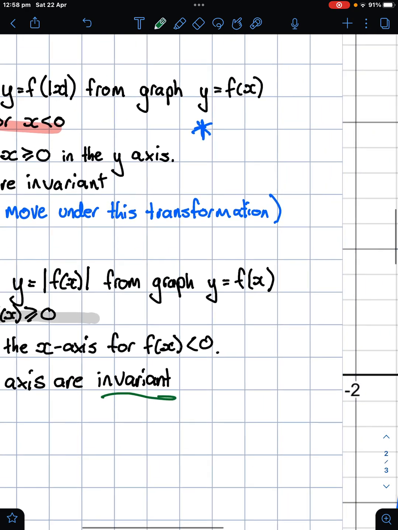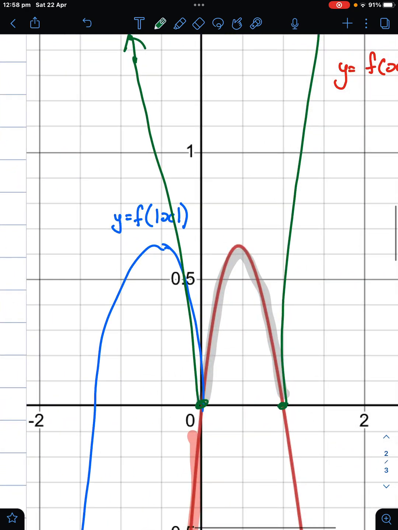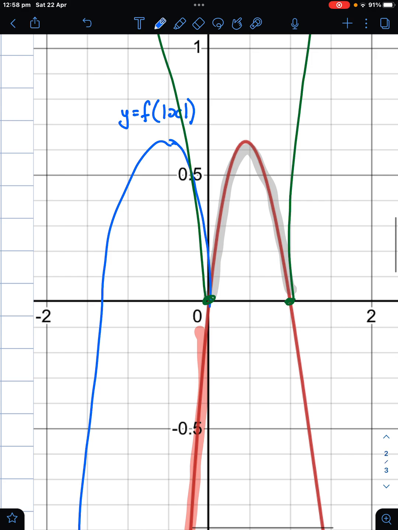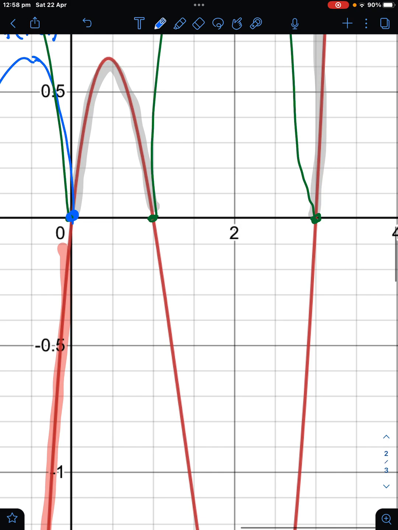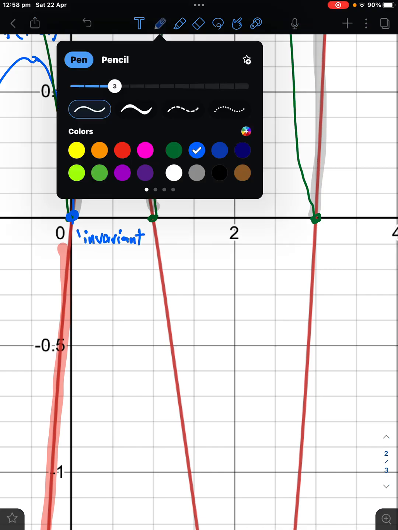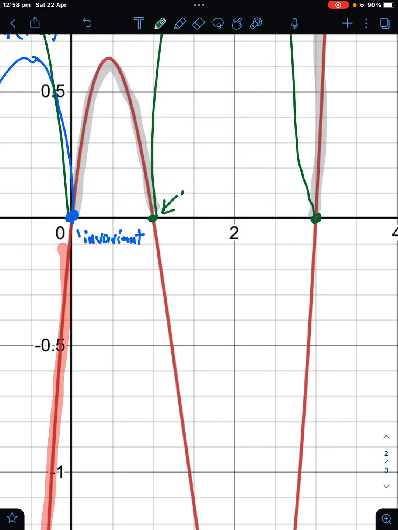And then points on the y-axis for the first one were invariant, so let me change back to blue. So this point here was the only one on the y-axis, that was our invariant point. So maybe I should put that there, invariant, and these two invariant for that transformation. Actually, no, I'll just get rid of this bit, just to make it a bit cleaner.